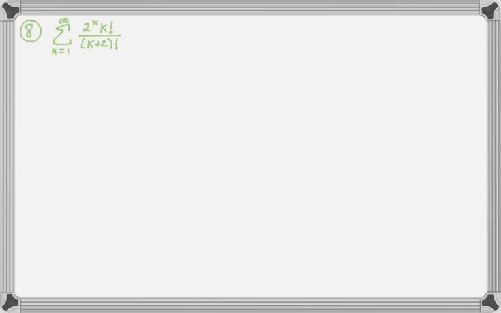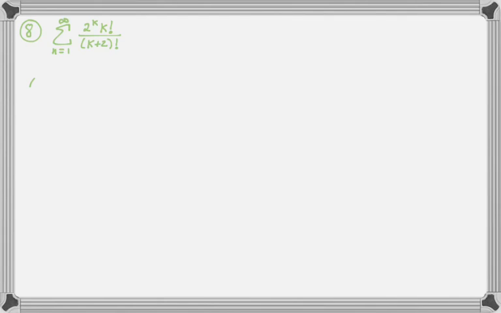Okay, new problem. So problem number 8, we're going to go from, I guess that should be k equals 1 to infinity. Maybe that is a k. I don't know. k equals 1 to infinity of 2 to the k times k factorial over k plus 2 factorial. So I see a lot of factorials, so I'm going to use the ratio test.